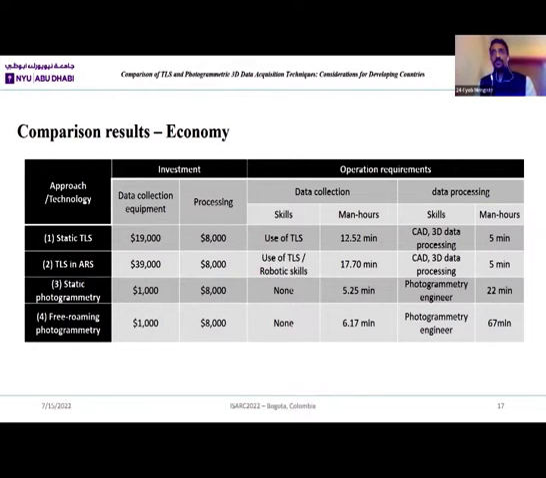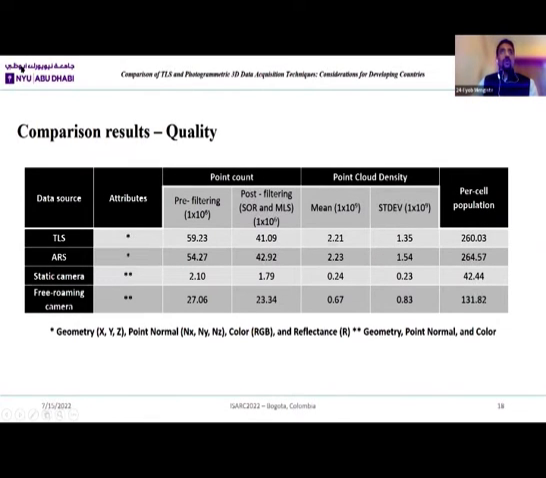And the number of pictures that are collected increases the time that is required. In terms of quality, we have multiple items to compare here. The first one is the attributes. In terms of attributes, we say that the terrestrial laser scanner based methods have geometry data, point normal data, color and reflectance.